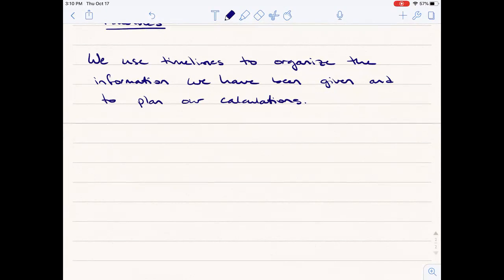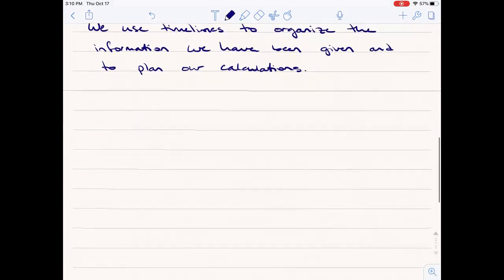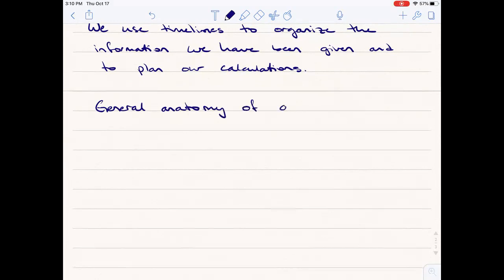Okay. So I want to talk about kind of the general anatomy of a timeline. So what does a general timeline look like? Okay. So the general anatomy of a timeline looks like this.